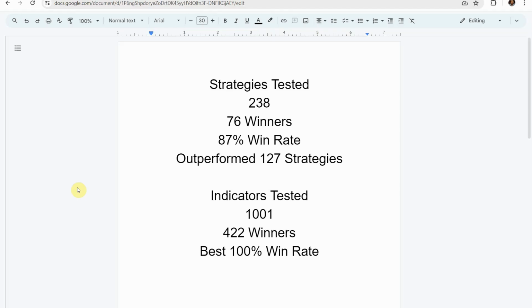Alright, as I said, today we will be testing a 15-minute day trading strategy. Before we do though, I wanted to put the testing scoreboard up for everyone to see. So to date, we have tested a total of 238 different strategies, with 76 of them being winners. The best one so far was able to achieve an 87% win rate. That was achieved using the Academy of Forex indicator. And so far, since we've been keeping track, it has outperformed 127 of the other strategies that we have put it up against, every single one so far. We've also tested a total of 1,001 indicators, with 422 of them being winners.